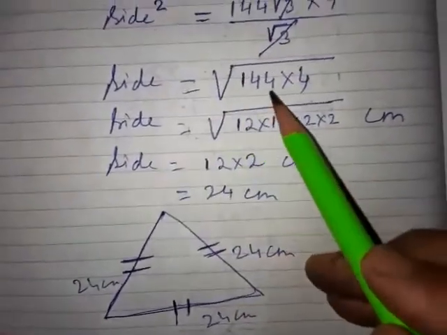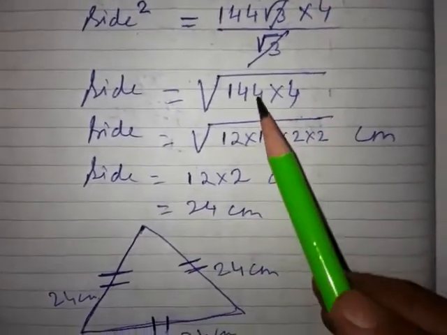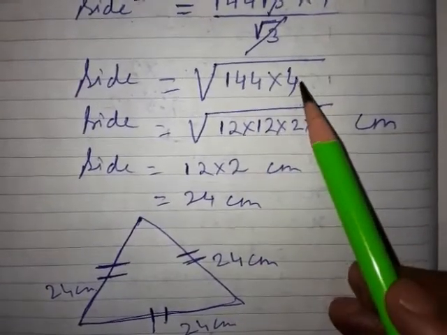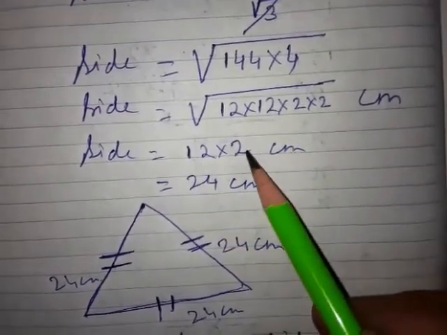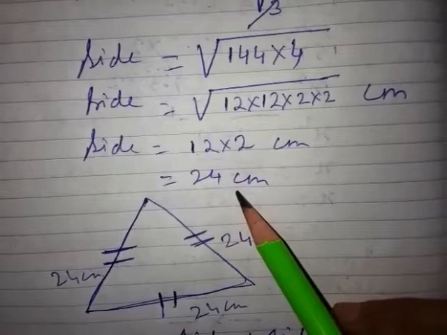So side equal to root over of 144 into 4. So side equal to 144 means 12 into 12, and 4 equal to 2 into 2, only in pair. So this for this one will come out, for this one will come out. So side equal to 24 centimeter, or not.